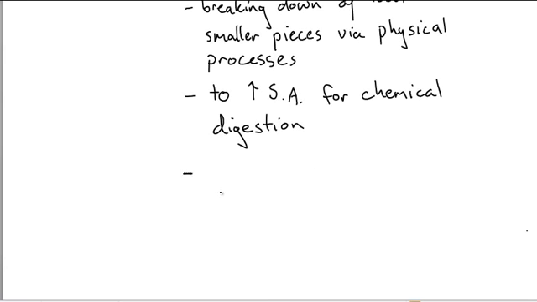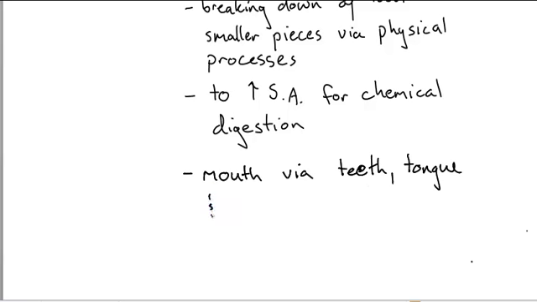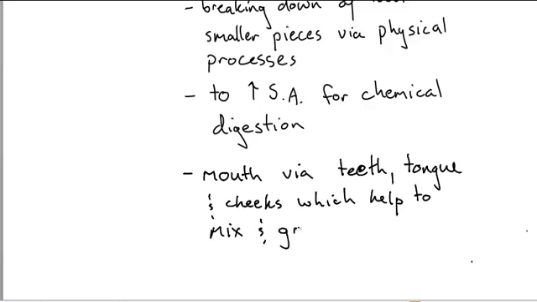So instances of mechanical digestion starts in the mouth via your teeth, tongue, and even your cheeks, which help to mix and grind food.